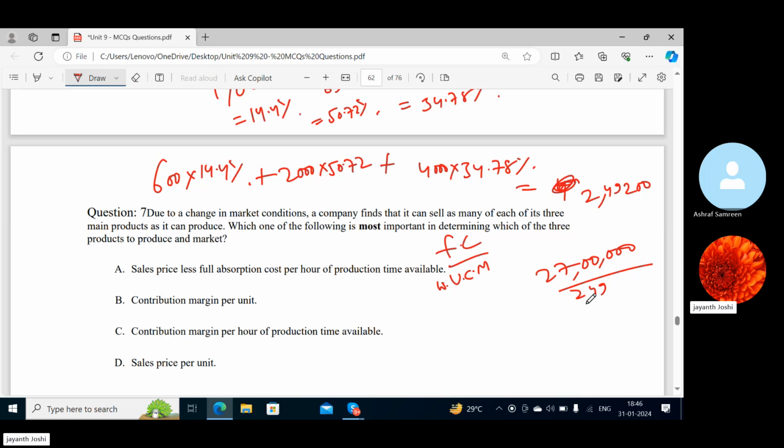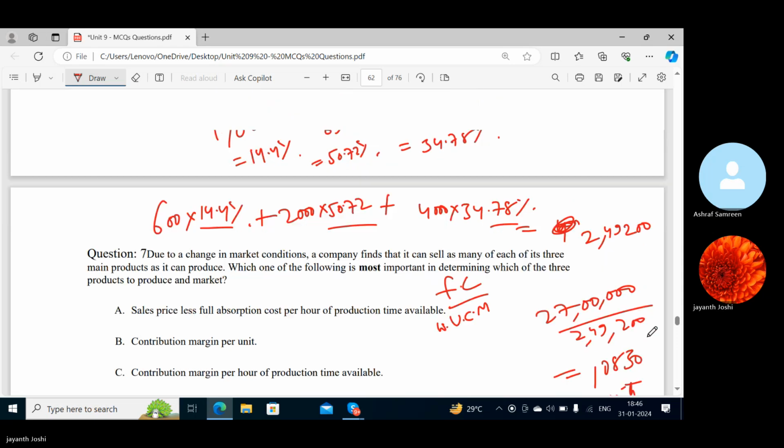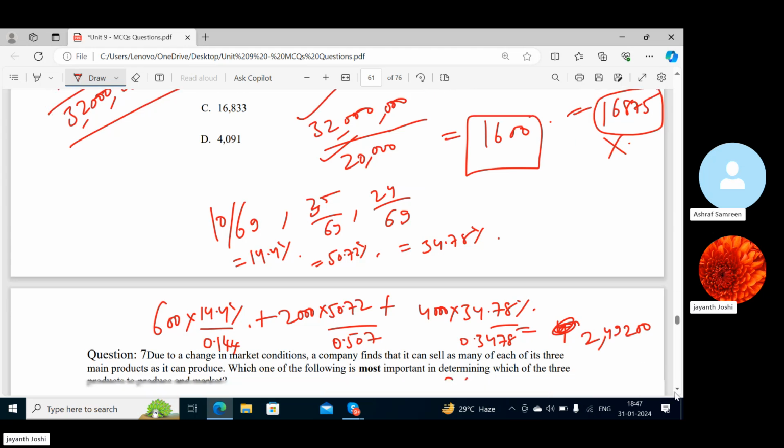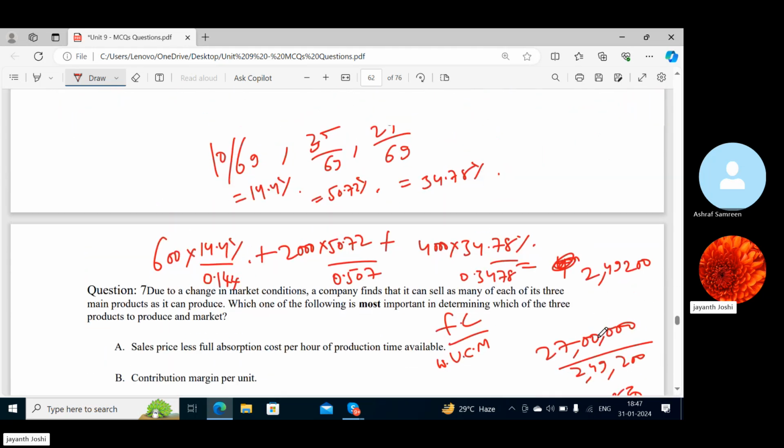24,000, 2,49,200. Now, can you tell me the answer? 10.8346. Yeah, if we take them in decimals, that's okay. We get 10,830. Better to take them in decimals. 0.144, 0.507, 0.3478, right? Okay. So that's what is the answer what we've got.